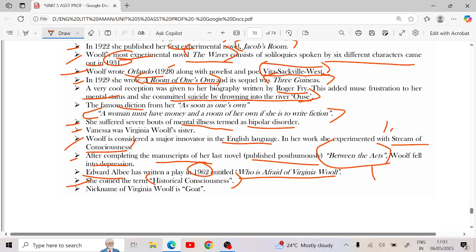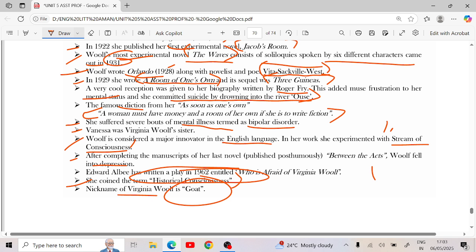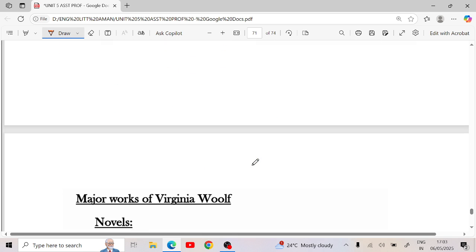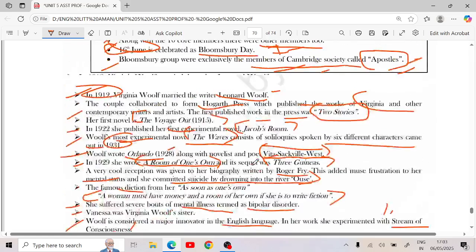So there may be a question: who coined the term historical consciousness? Very important. The right answer is Virginia Woolf. Virginia Woolf's nickname is goat. Okay, nickname of goat.